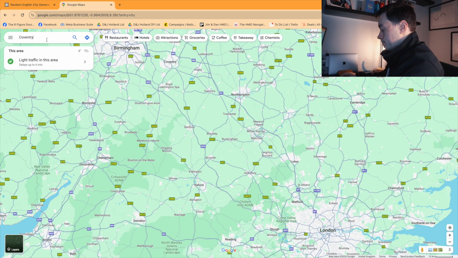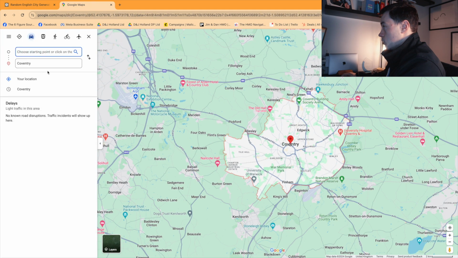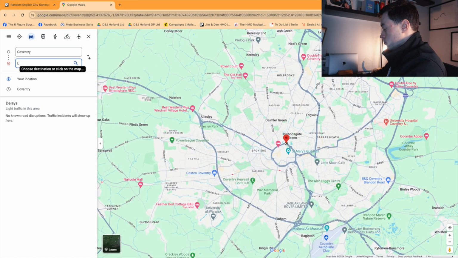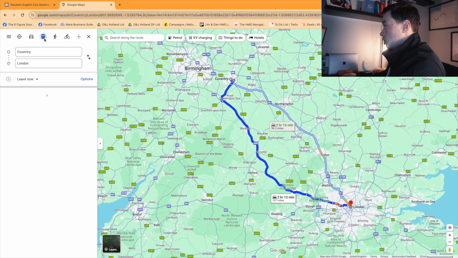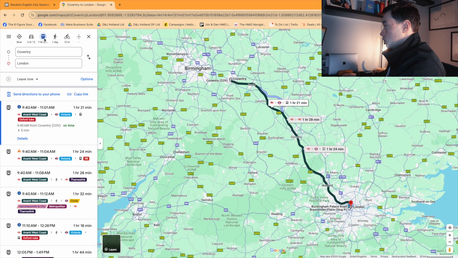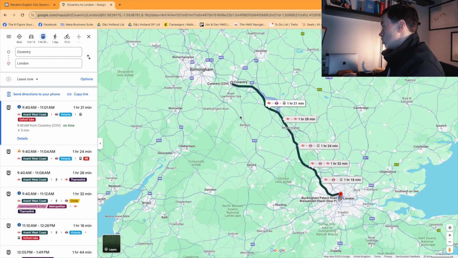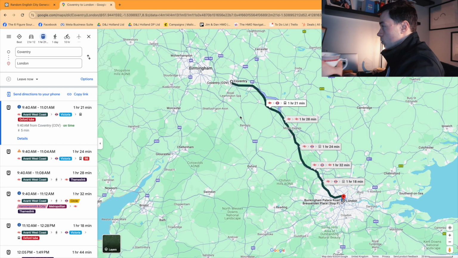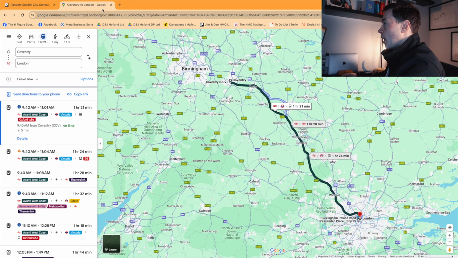Let's have a look. Coventry directions. So you're looking at an hour and 20 to London, so that is commutable for people. That's not outside of the question for people to be living in Coventry and working in London, I don't think. But we're getting a little bit ahead of ourselves.